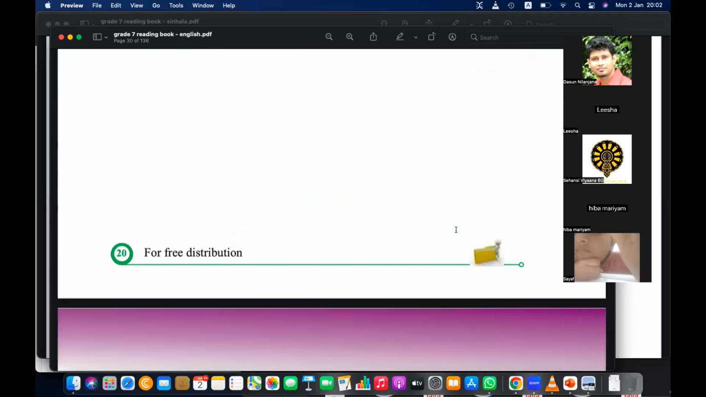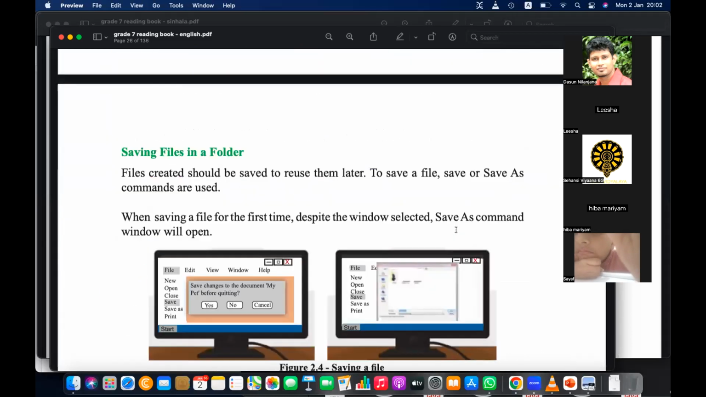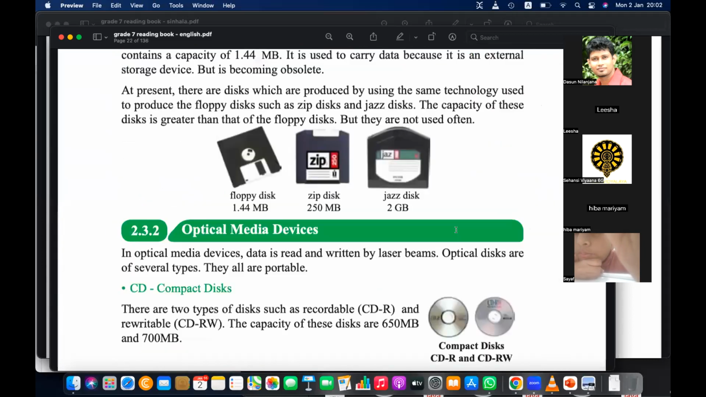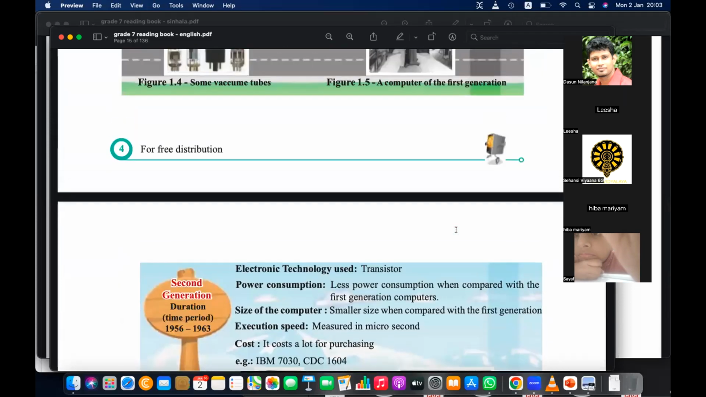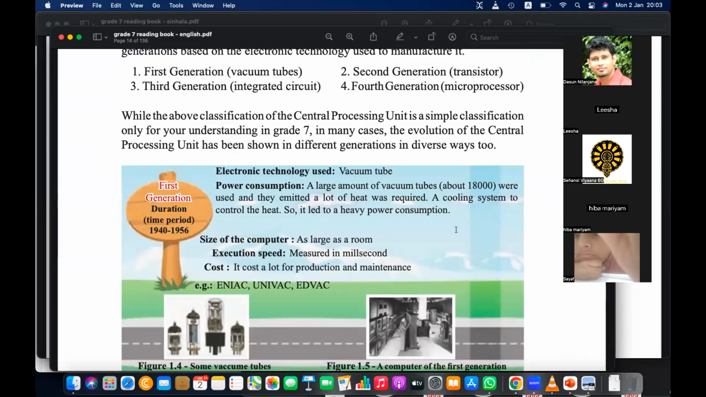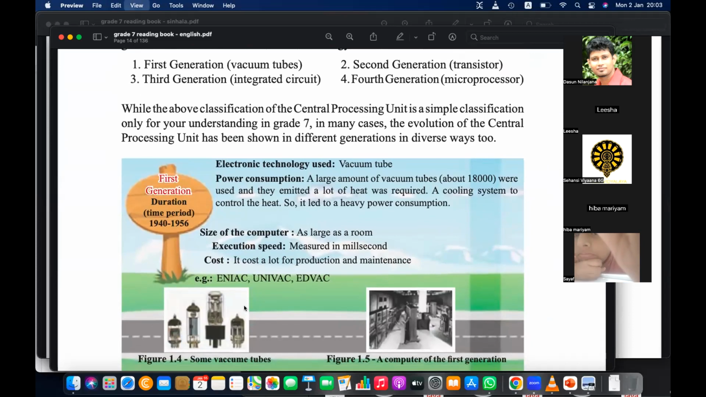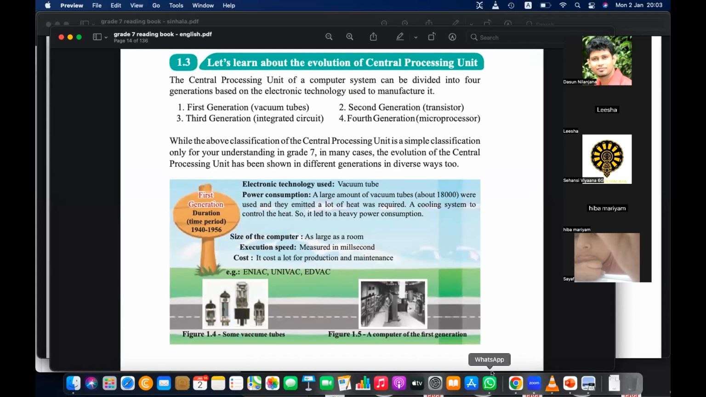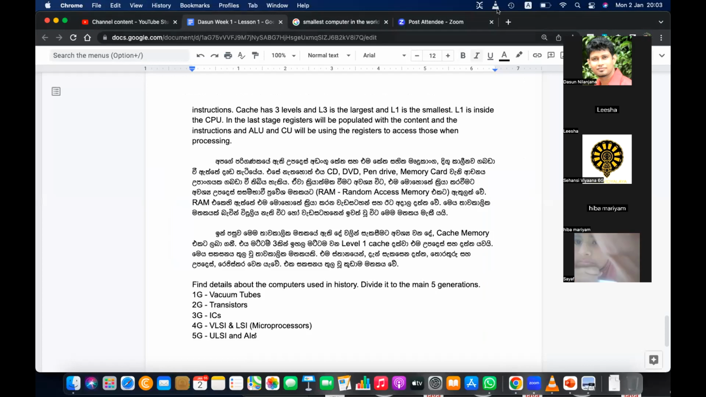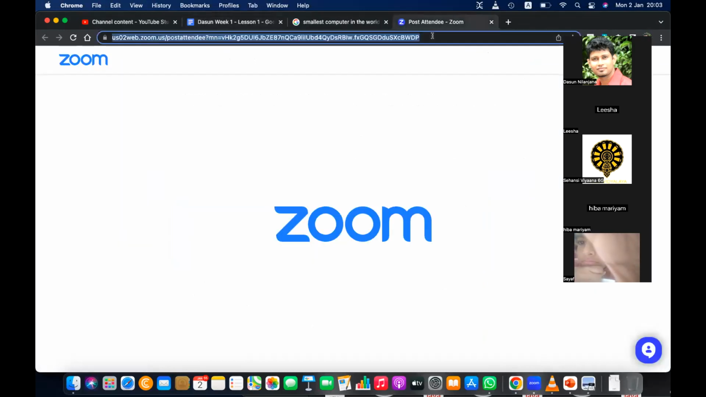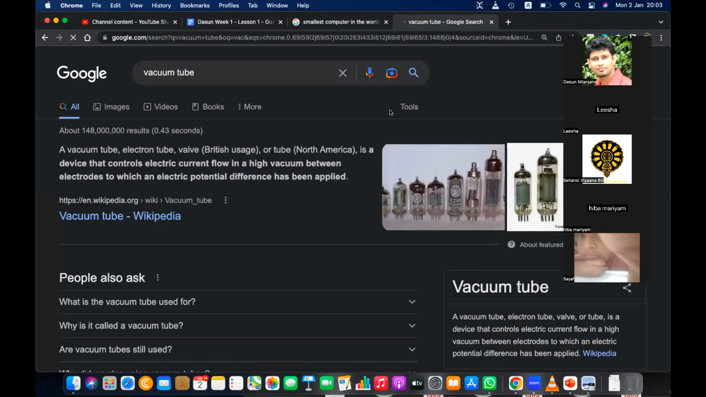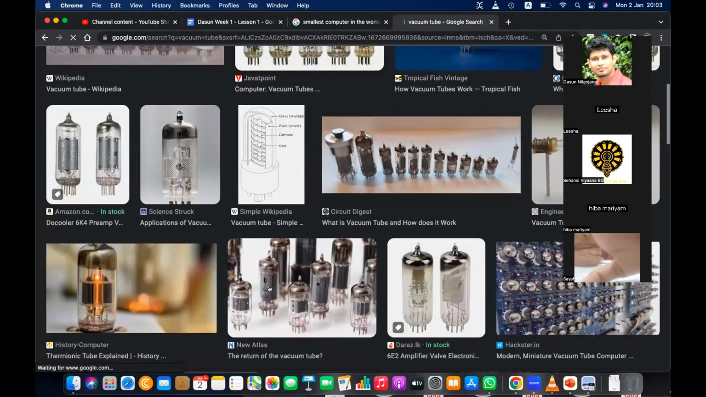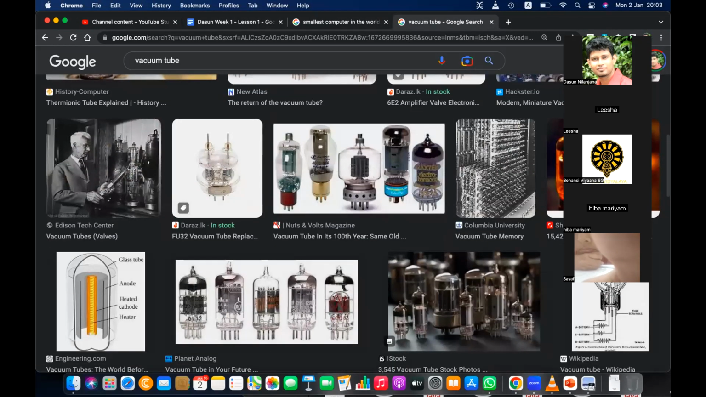The first generation used vacuum tubes. In the first generation computer, it has used vacuum tubes. What are these vacuum tubes? Vacuum tubes are something like this. This is the shape. In old wireless radios, you can see this vacuum tube. These vacuum tubes are really large. It's like 1 foot, 2 feet in height. Sometimes it is a few inches, sometimes a few feet.